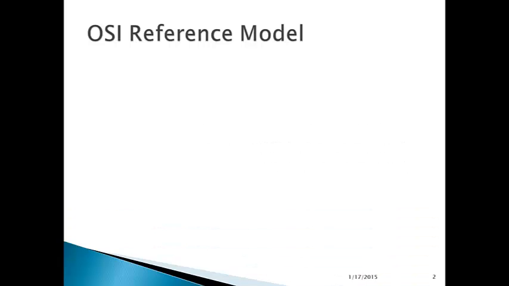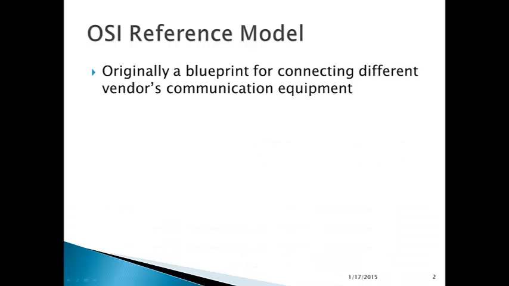OSI reference model. It was originally a blueprint for connecting different vendors' communication equipment. OSI started as a plan to get different vendors' communication products to talk to each other. In the 1970s, network protocols were completely different from vendor to vendor. You had vendor lock-in, but absolutely no interoperability. Something like the internet would not have been possible. OSI tried to fix that, but it was overtaken by TCP/IP. TCP/IP, a competing protocol stack, sped past it as a lightweight, easy-to-use set of network functions.